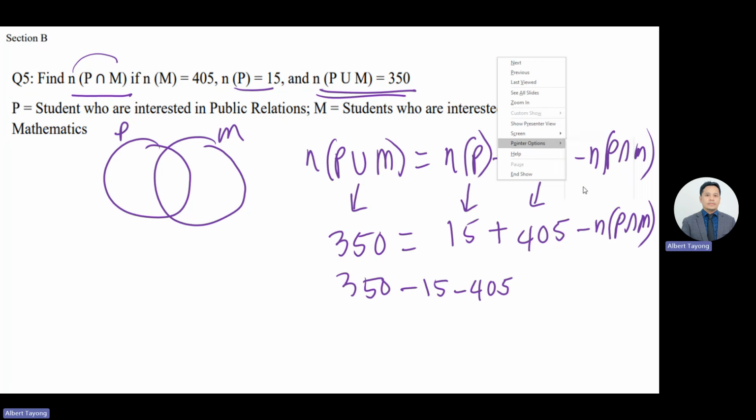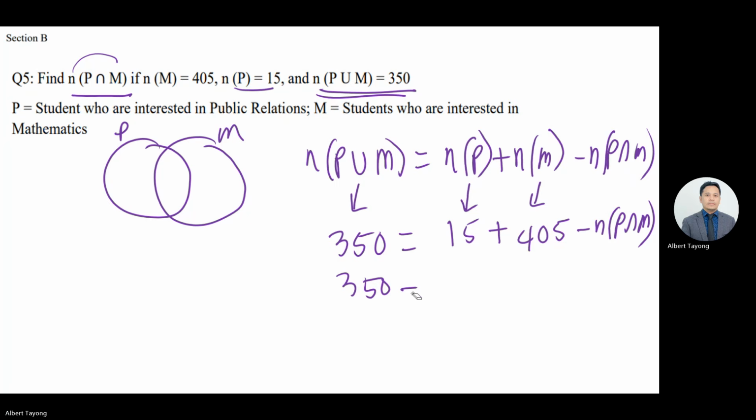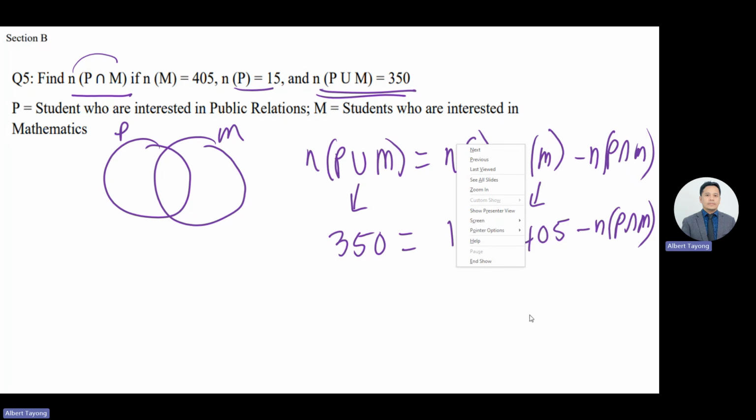It's better to transfer this to the other side, so we will not be wasting our time. If we transfer this to the other side, then it will be negative, and then we divide by negative. The same answer actually. But the easiest way is to transfer this to the other side. It will become positive.